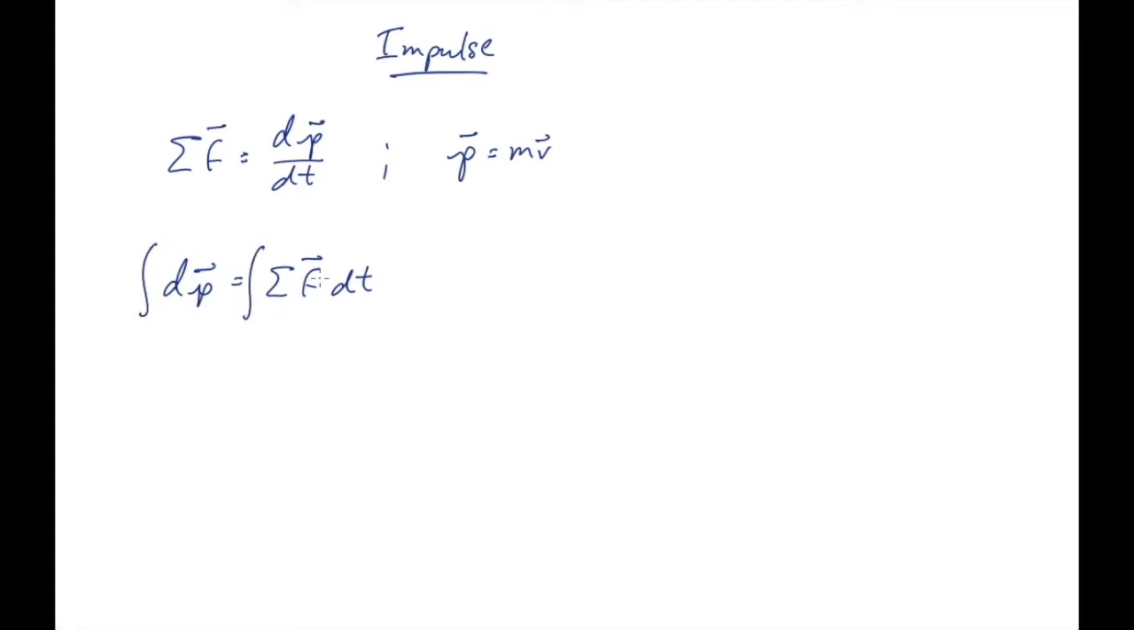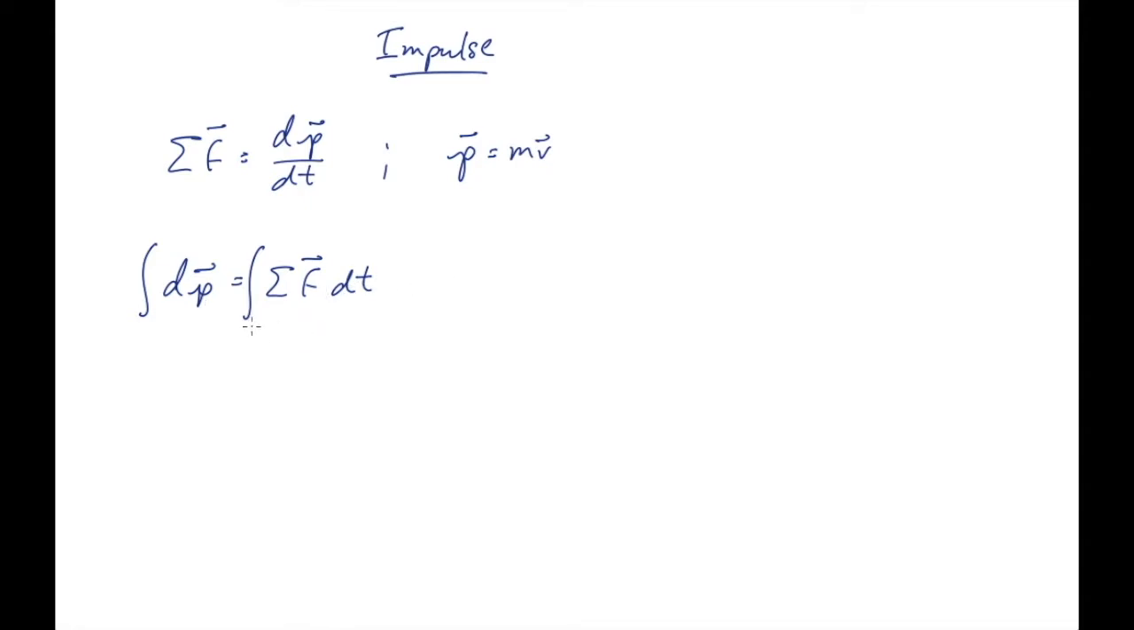The idea here now is that we have an object or a system that we're studying that has a force acting on it over some time. And we see that the effect of that is to change the momentum. This integral is going to tell us the accumulated effect of all these momentum changes.